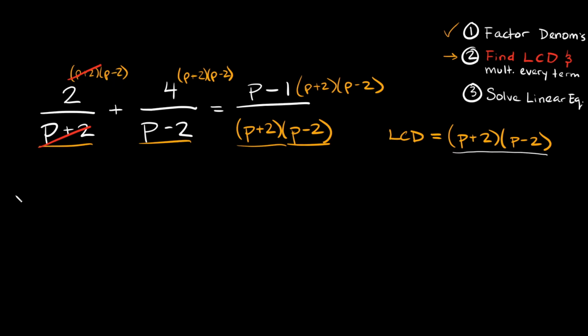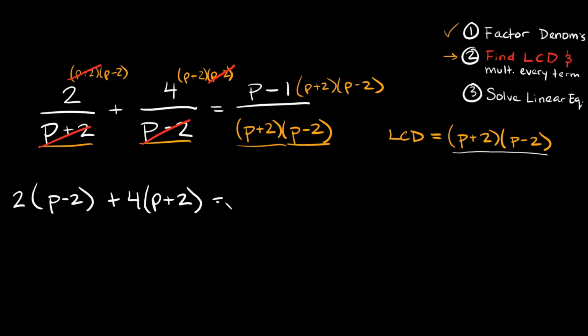So let's write that down. 2 times p minus 2 on top, right? And then we're going to add that to this one right here. So again, cancel stuff out first. We have a p minus 2 on top and the bottom. So we're just left with 4 times p plus 2 on top, right? So 4 times p plus 2 on top.